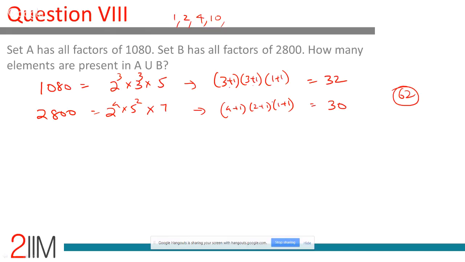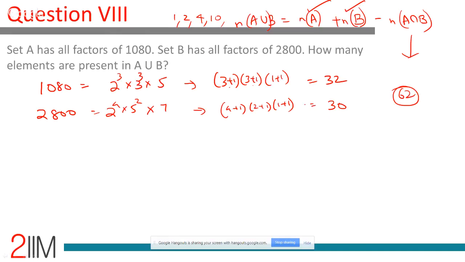If so, we need to find how many elements are there in A union B. We know how many are there in A, how many are there in B. We subtract how many are there in A intersection B. We are good. The number of elements in A union B is the number of elements in A plus the number of elements in B minus the number of elements in A intersection B. So if we do this, we are good. We know this, we know this. We need to get a handle on this.